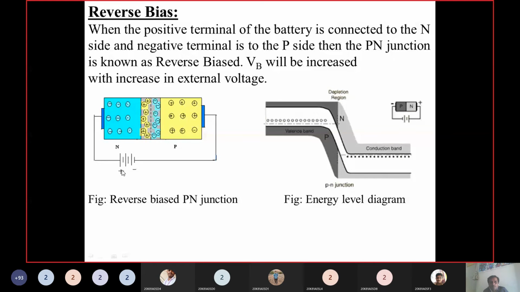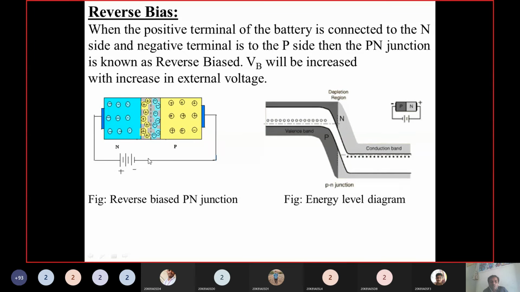In this situation, what happens? These electrons try to attract towards the positive terminal. Similarly, these holes try to attract towards the negative terminal. That's why the width of the depletion layer increases. The width of the depletion layer increases in case of reverse bias.